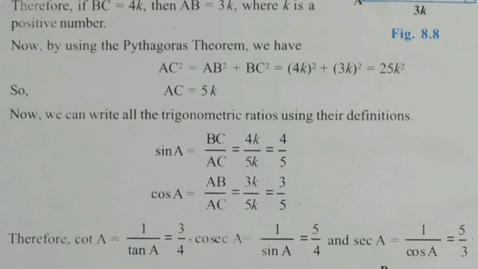Also, cot A is the reciprocal of tan A, hence it will be 3 upon 4. Similarly, cosec A is the reciprocal of sin A, which will be equal to 5 upon 4. And sec A is the reciprocal of cos A, and it will be 5 upon 3.